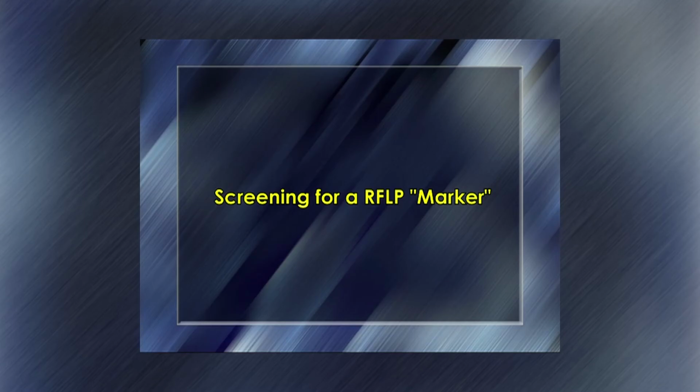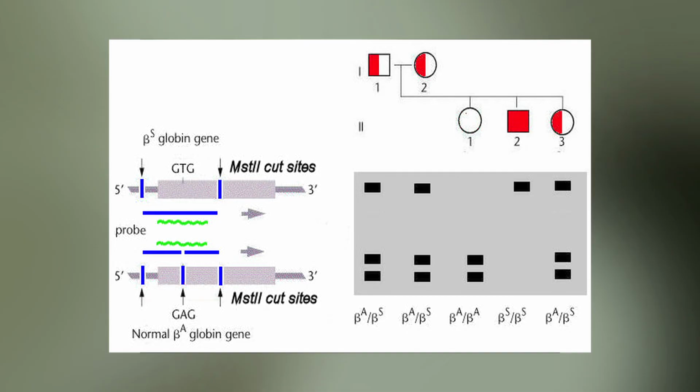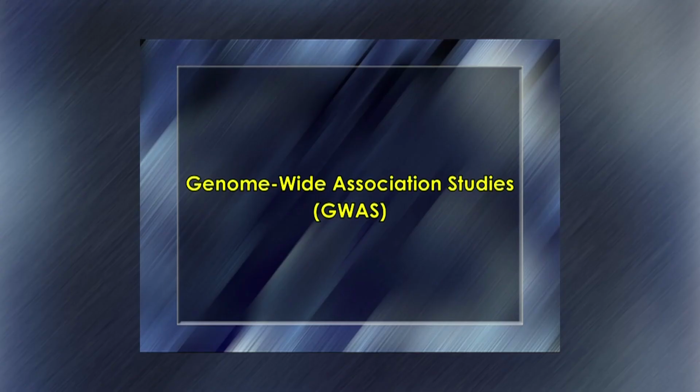Now, screening for an RFLP marker. The probe will hybridize, that is, bind to different lengths of digested DNA in different people depending on where the enzyme cutting sites are which each person has inherited. Thus, a large variety of alleles will be present in the population. Some people will be homozygous and will be represented by a single band, and others will be heterozygous with each allele producing its band.